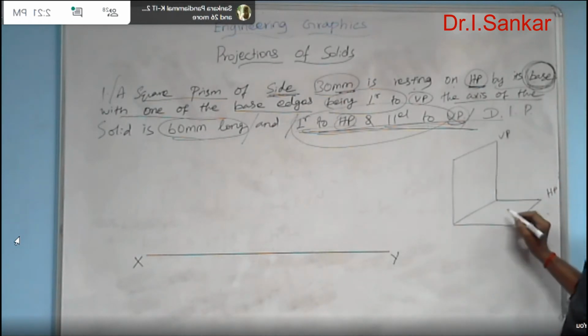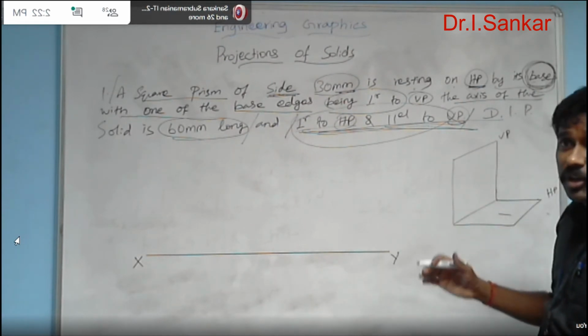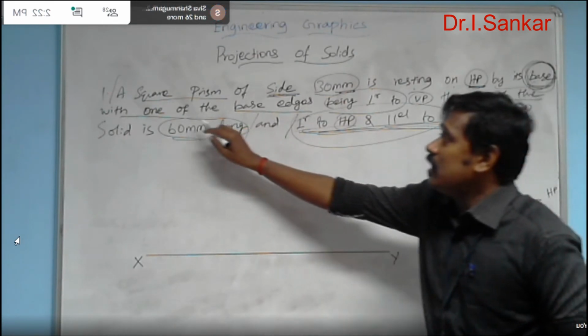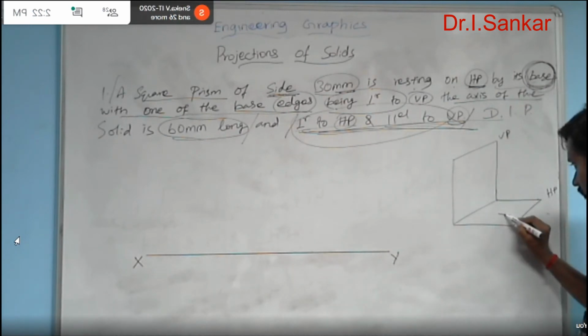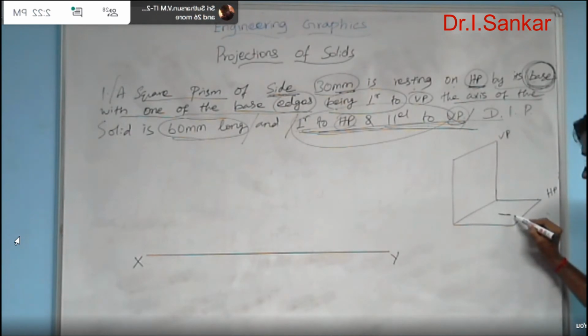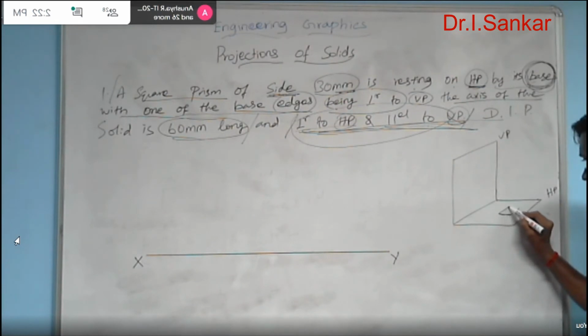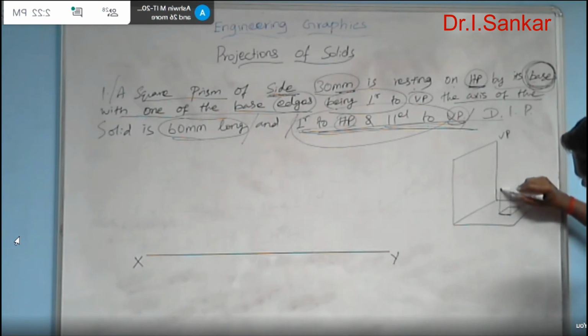As per the problem statement, let me place the object here. A square prism is going to rest on HP by its base. Meanwhile, you need to maintain one of the base edges being perpendicular to VP. See here, this is nothing but the edge I am tagging. This is the edge I am pointing out. This edge I made perpendicular to VP, and then I am completing the rest of the edges, and then complete the drawing of the solid.